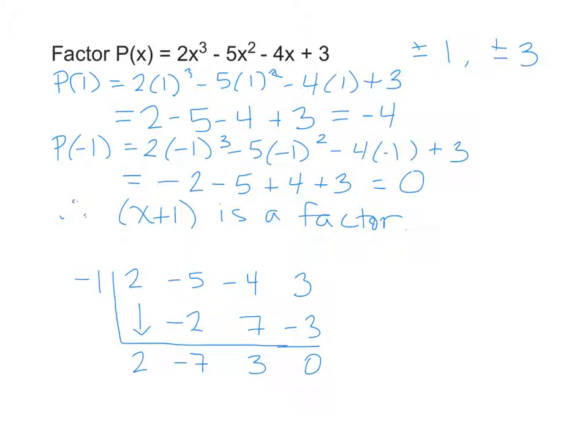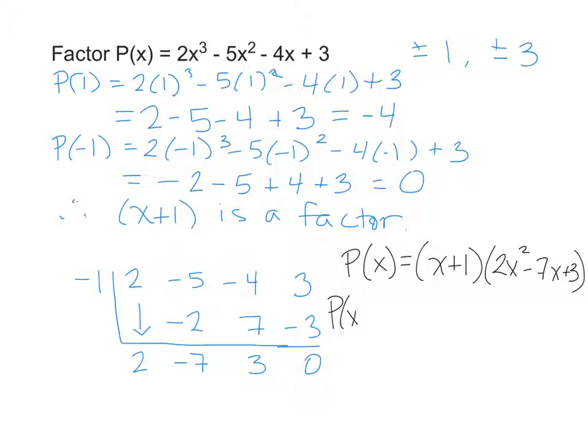But what that gives us now is this polynomial that we started with up at the top, we now know is equal to x plus 1 multiplied by what I get here, which is 2x squared minus 7x plus 3. So it's partially factored. Now I just need to factor this 2x squared minus 7x plus 3 to get all three factors. So the x plus 1 is still going to stay there.